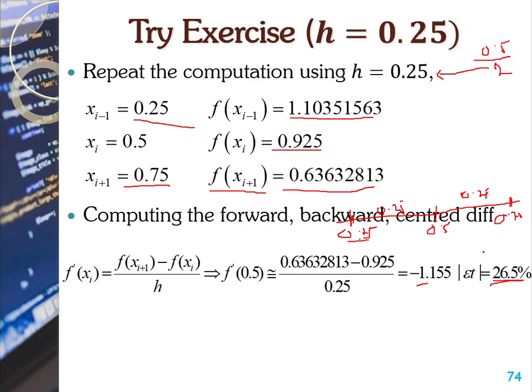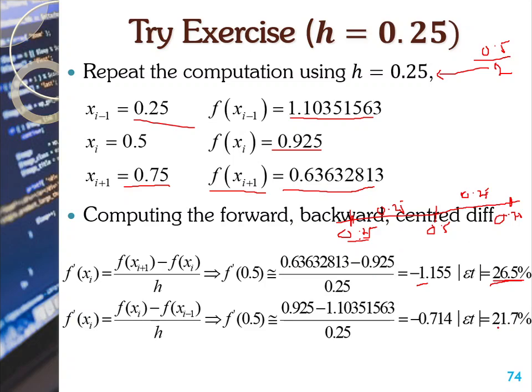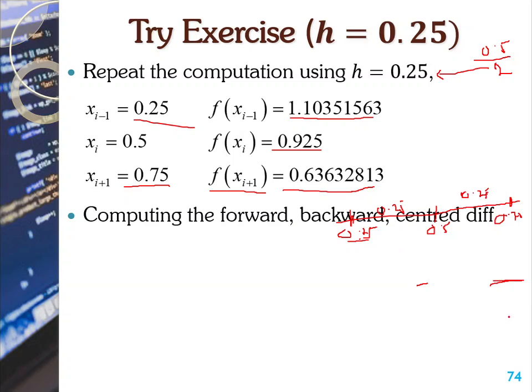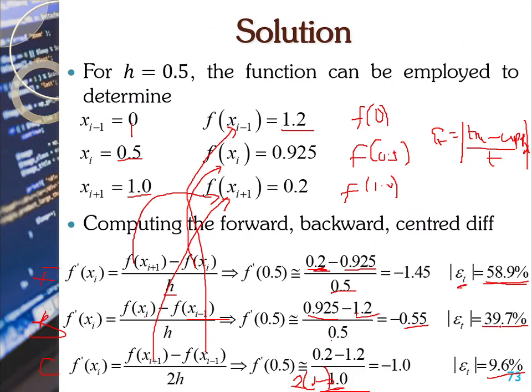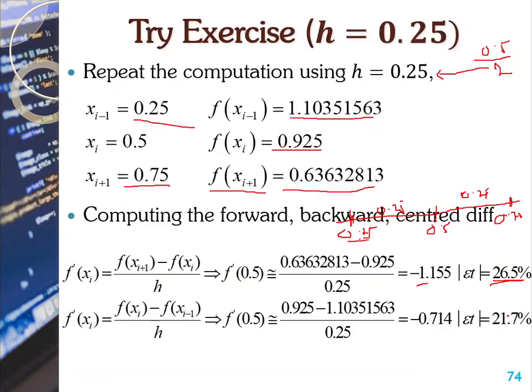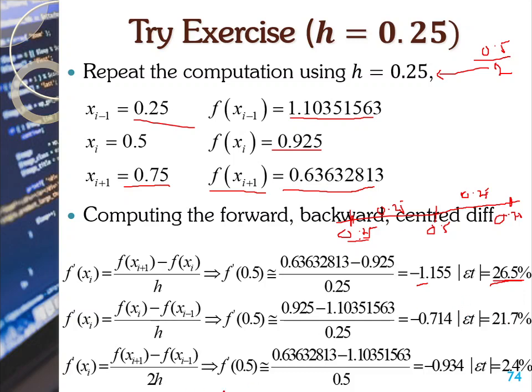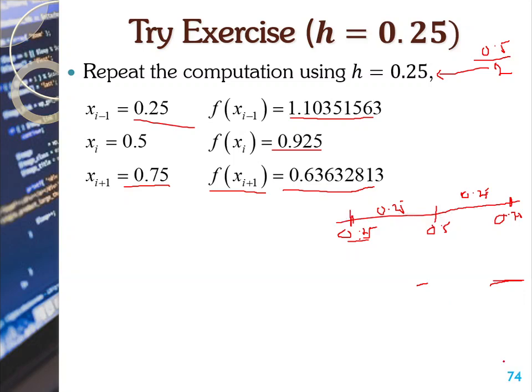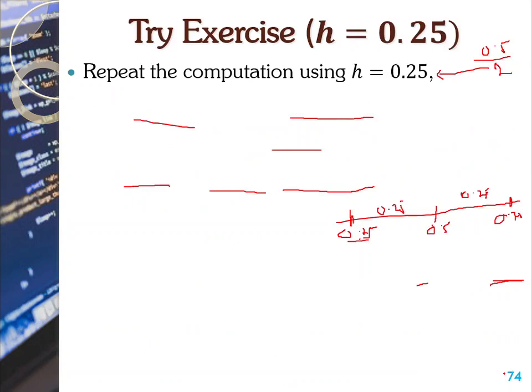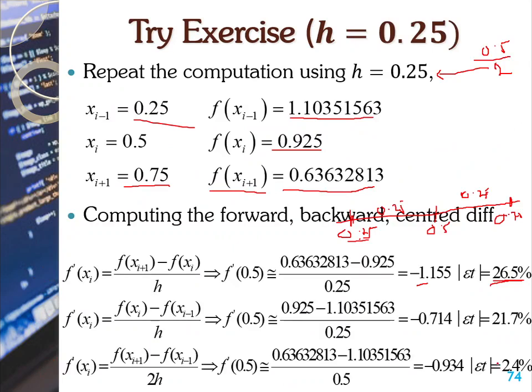Now let's take a look at the backwards differencing, and now we are getting 21.7%. Earlier, remember that we had 39.7%, and we are now getting somewhere around 21, which is approximately half of it. Finally, let's look at the centered differencing, for which we are getting 2.4%. From earlier, we had an error of 9.6. So you could see that once we halve the step size, we are reducing the error about 4 times in the case of the centered differencing.